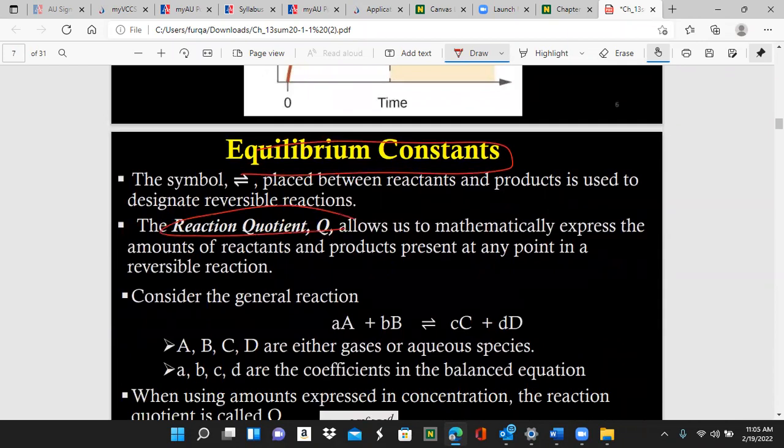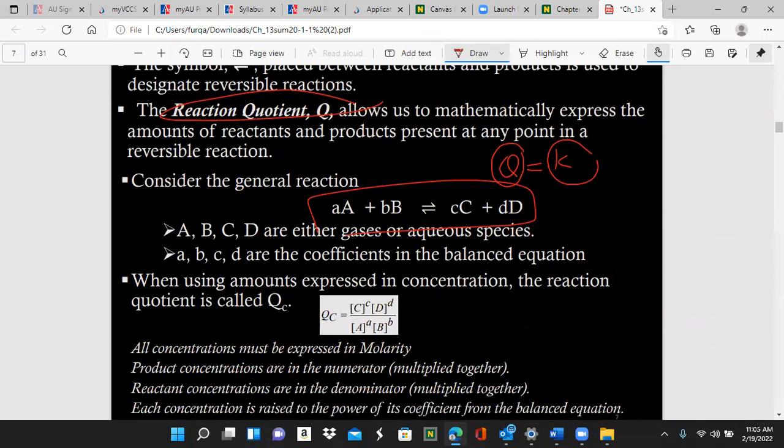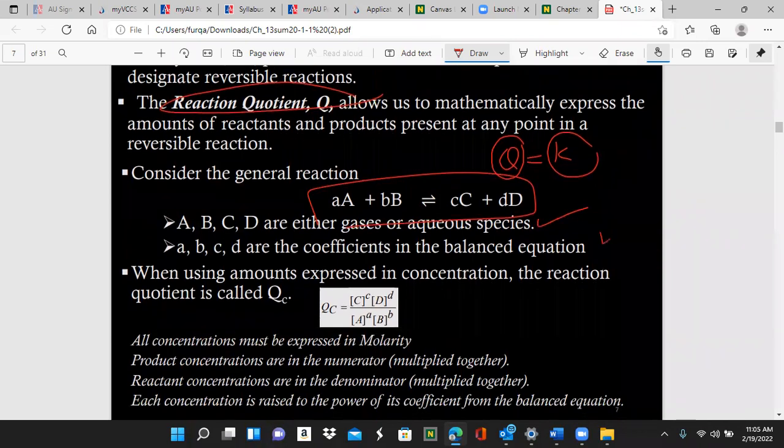We use it as a reaction coordinate. We call it Q. So Q is equal to K. We are doing the same thing, but at equilibrium we're going to call it K. Anywhere else besides equilibrium in the reaction, we're going to call it Q. So consider the general reaction that is exactly like this.